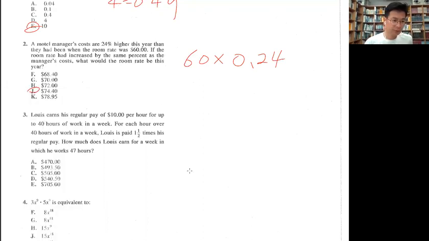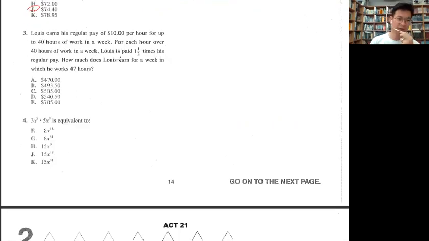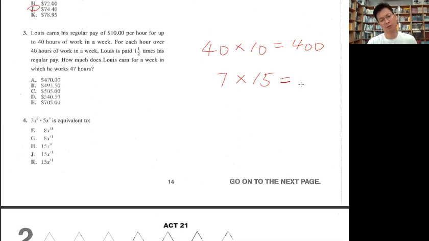Say regular pay per hour up to 40 hours each hour. How much for 47 hours? So 40 hours of $10, which is $400, and then 7 equal to, you multiply number to number first, which is 15, and then you're adding this 18, so J.